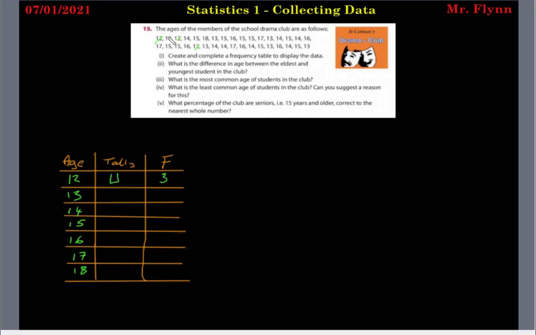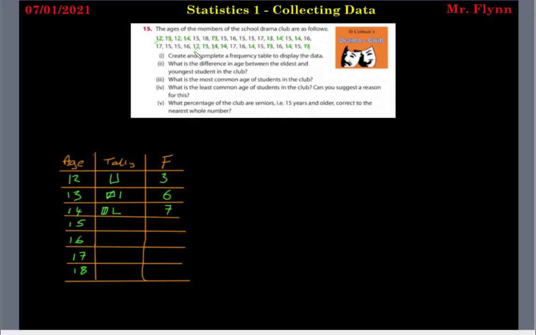All right, 13-year-olds. Well, we have 1, 2, 3, 4, 5, 6. So we have 6, 5 or 13-year-olds. 5 and 1 is 6. 14s. So we've got 1, 2, 3, 4, 5, 6, 7. And we have 7. So there we have 5 and 2 more.